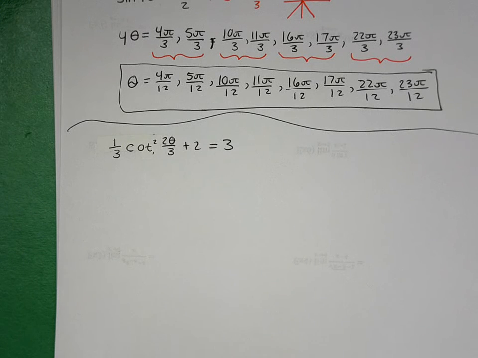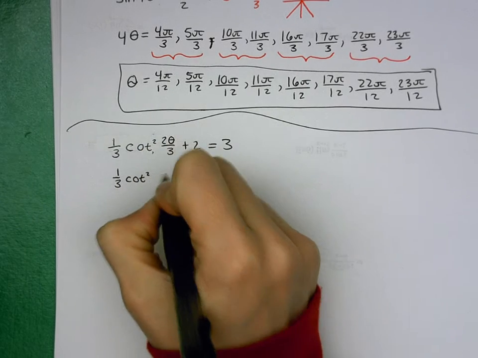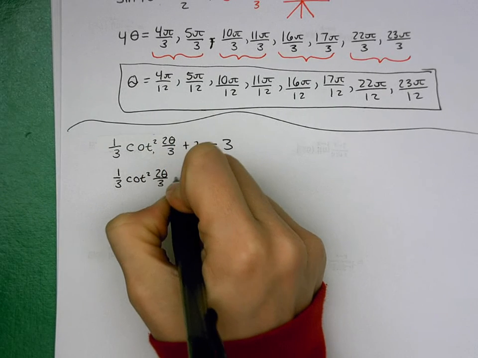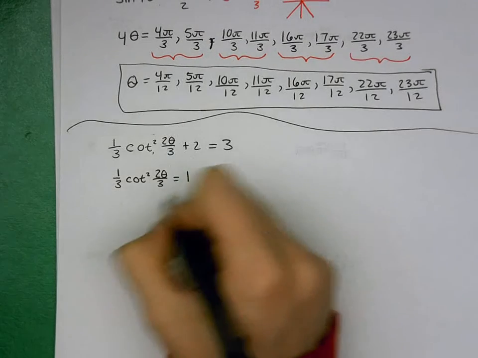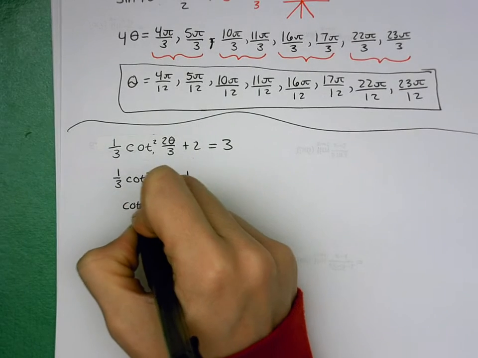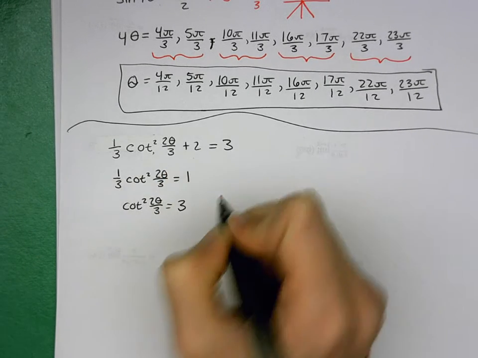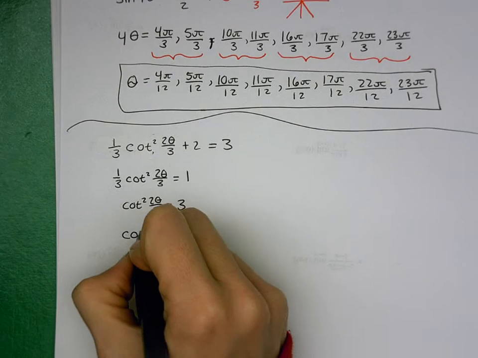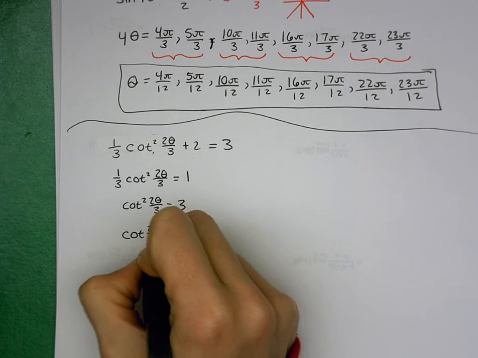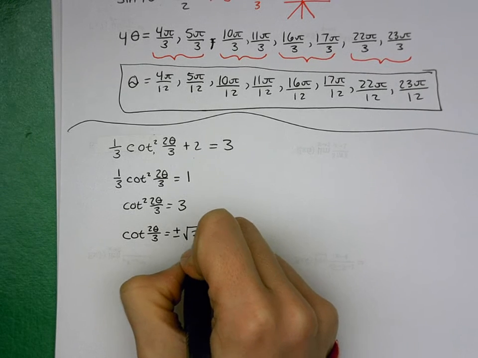Okay, isolating our trig, subtracting the 2 over, we get 1/3 cotangent squared of 2 theta over 3 equals 3 minus 2 is 1. Dividing the 1/3, or multiplying 3 over, we get cotangent squared of 2 theta over 3 equals 1 times 3 is 3. And then square rooting both sides, we get cotangent of 2 theta over 3 equals plus and minus root 3.